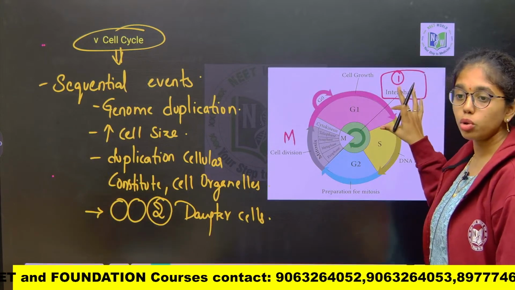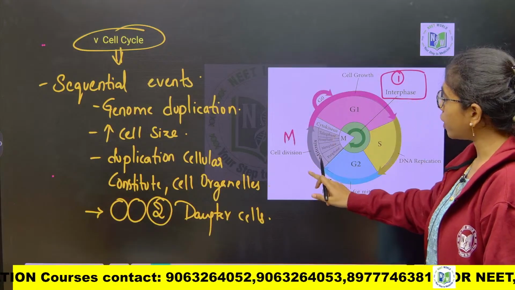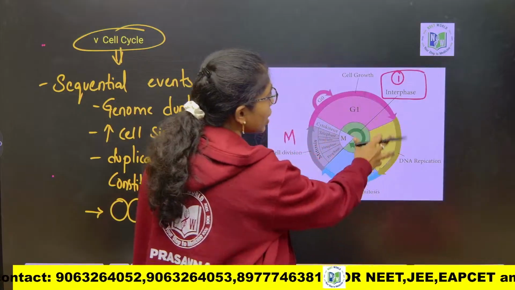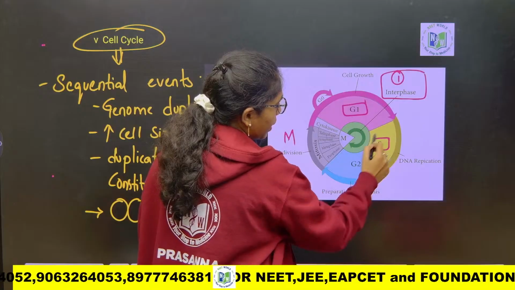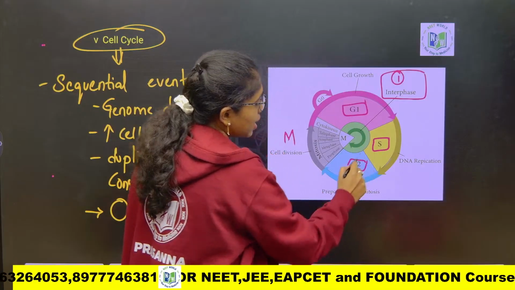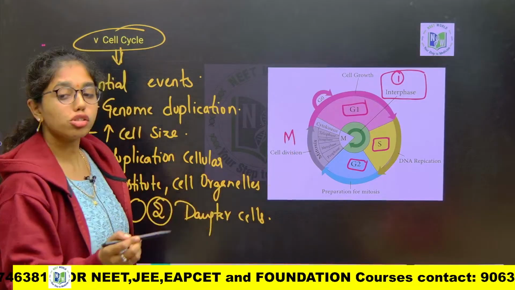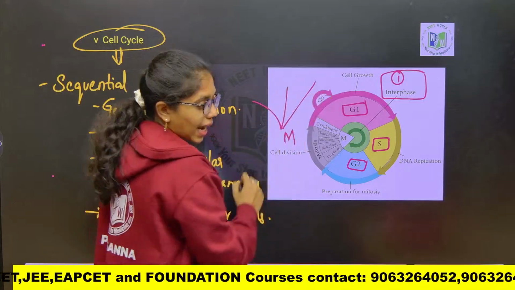So what are the two major phases of the cell cycle? First is interphase and the second phase is M phase. Interphase has three subphases: first is G1 phase, second is S phase, and third is G2 phase. And M phase is also of three types. What are they? Amitosis, mitosis and meiosis.